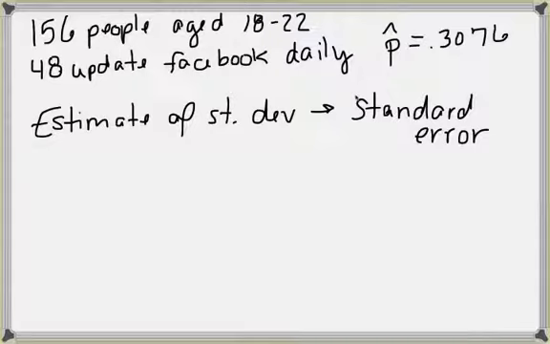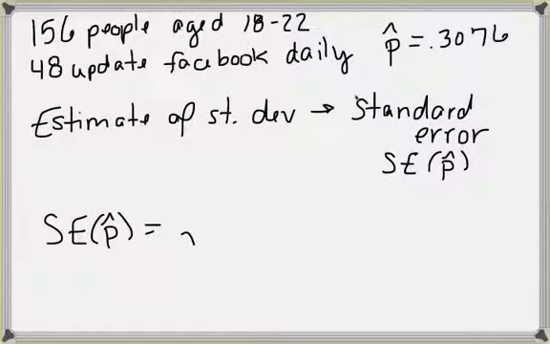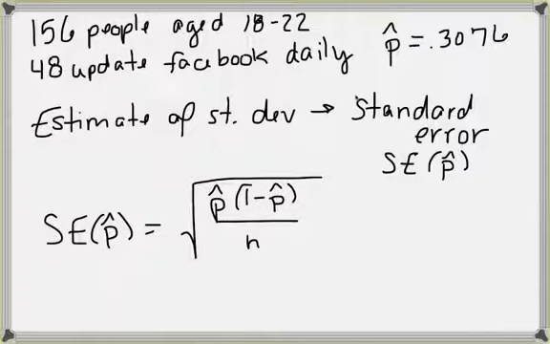Now, this standard error we denote as SE, and we are finding that standard error of p hat, okay? So we are estimating the standard deviation for our sample. And we have a formula for this. SE of p hat is equal to the square root of p hat times 1 minus p hat over n.